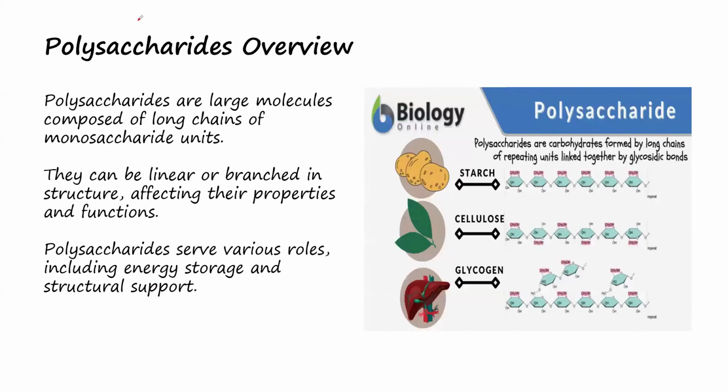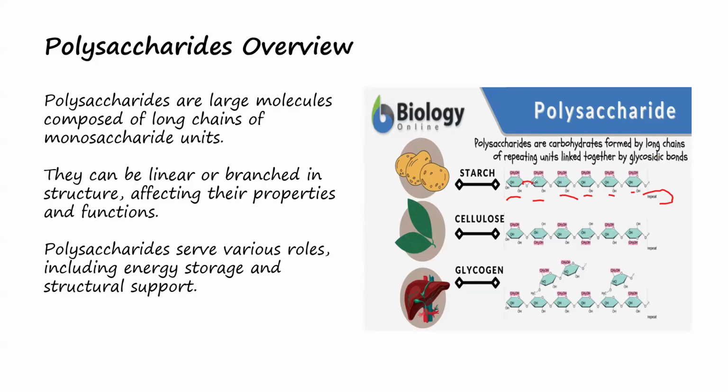So the next thing is polysaccharide. Polysaccharides are large molecules composed of a long chain of monosaccharide units. It's when many monosaccharide units join together. Like for example, look at it here, 1, 2, 3, 4, 5, 6, continuous, repeated. So it will continue. That is when we are going to have polysaccharide. Polysaccharides are carbohydrates formed by long chains of repeating units linked together by glycosidic bonds.